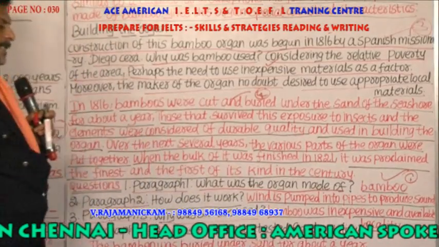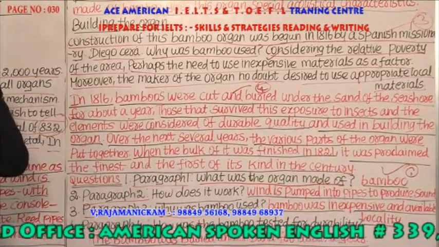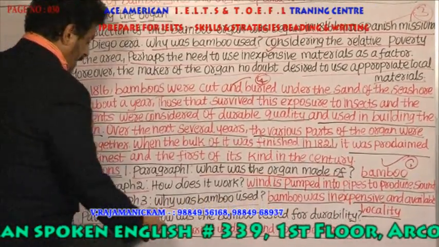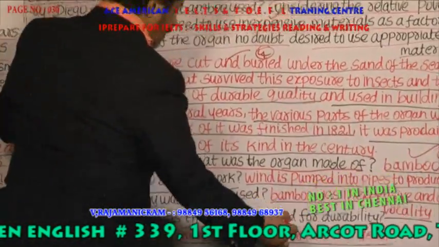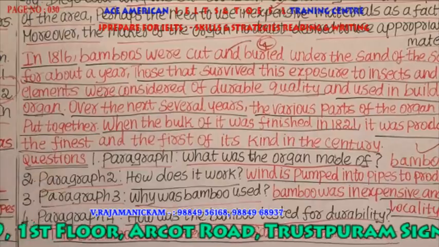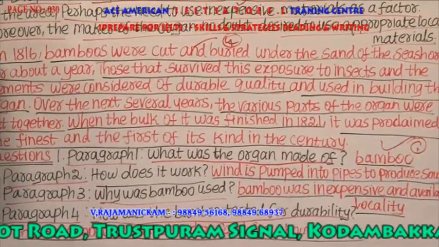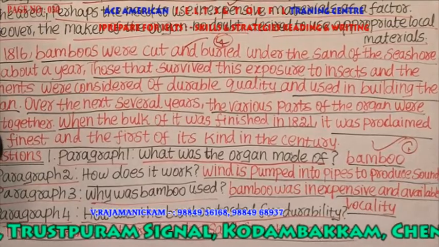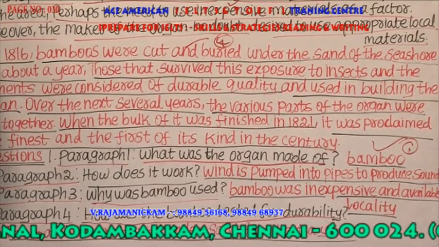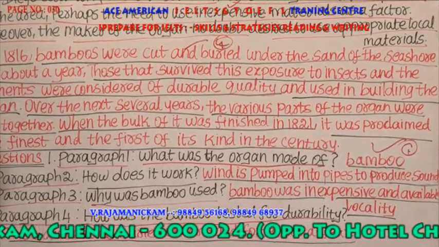Right, sir? What does paragraph 4 say? Paragraph 4 says how the bamboo was tested for durability. It was buried in the seashore for a year, to see if it could survive the insects. Then after that, when it is taken out, it is used for making musical instruments. So I hope you are able to understand.